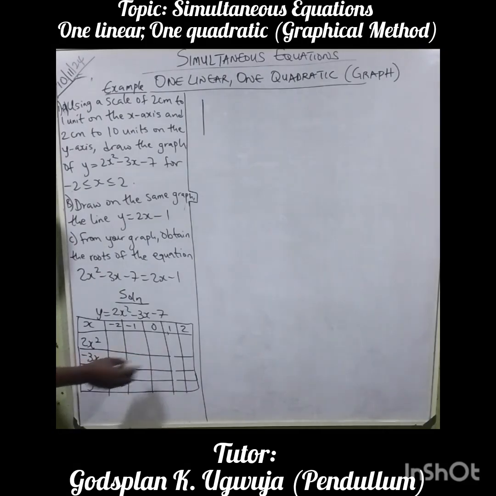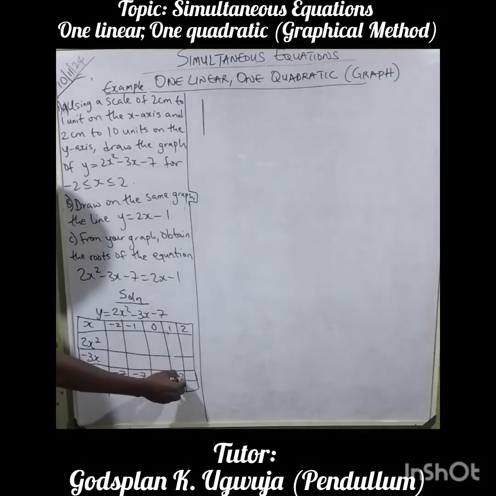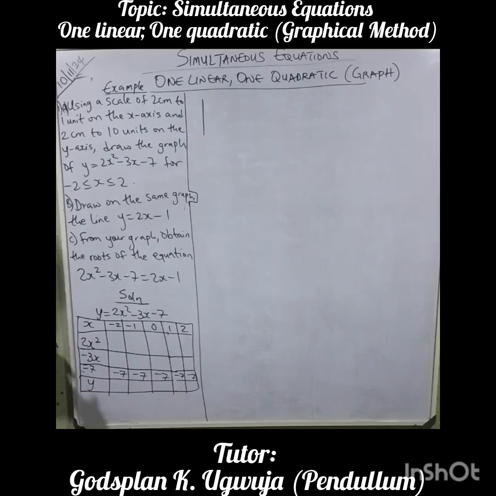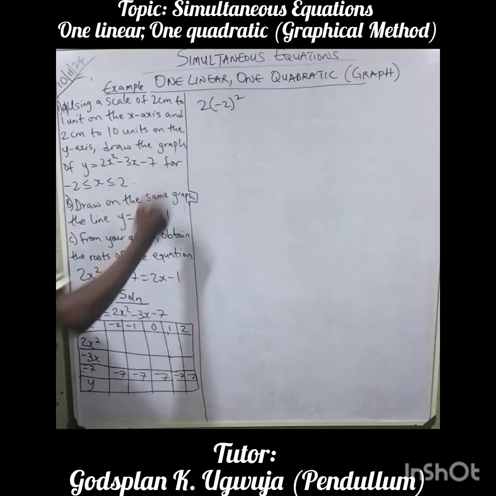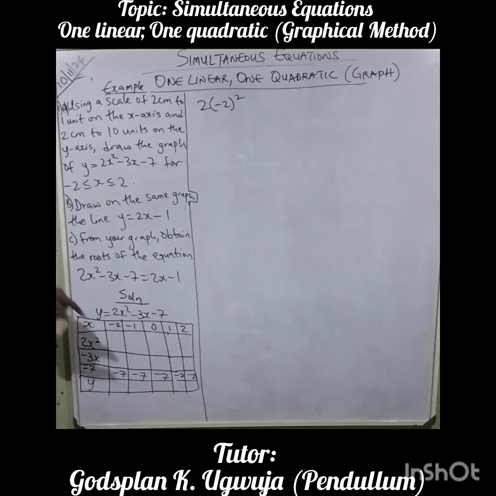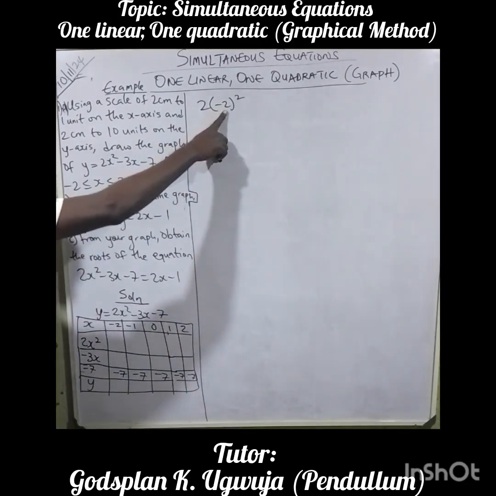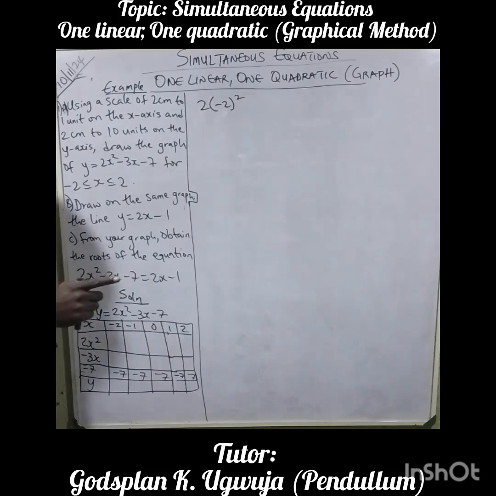Now minus 7 is constant, so you're just going to run it throughout the table: minus 7, minus 7, minus 7. Now this is 2x squared. 2x squared means 2 times all these values of x squared. So let me do it out for you here. When x is minus 2, you have 2 times minus 2 squared. Minus 2 squared is 4, minus 2 times minus 2 is 4, and 4 times 2 will give you 8.